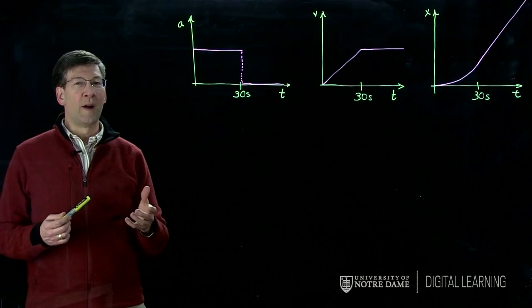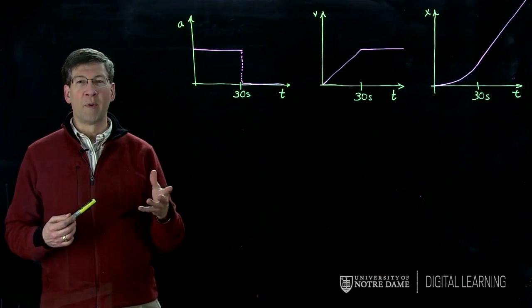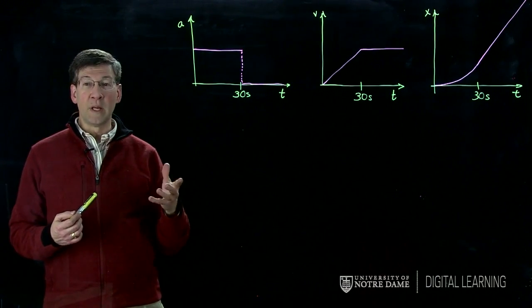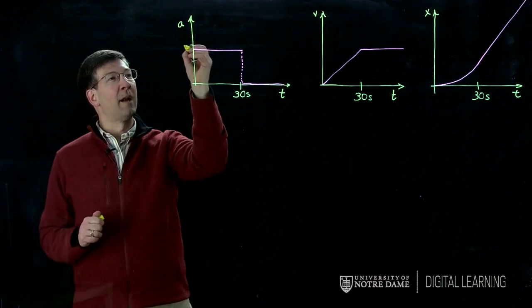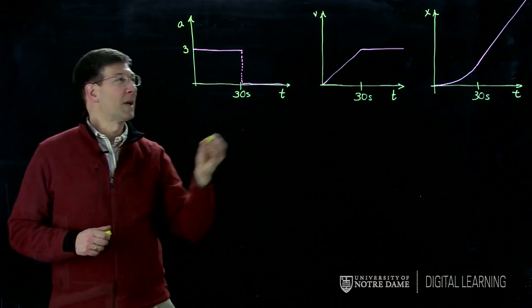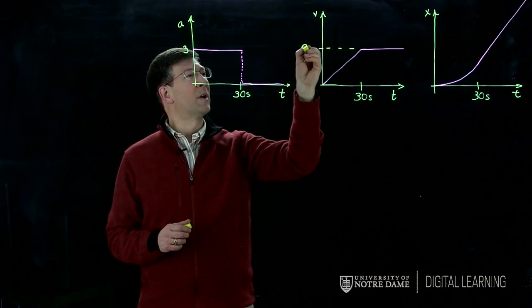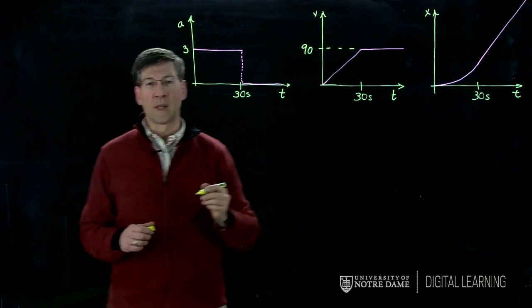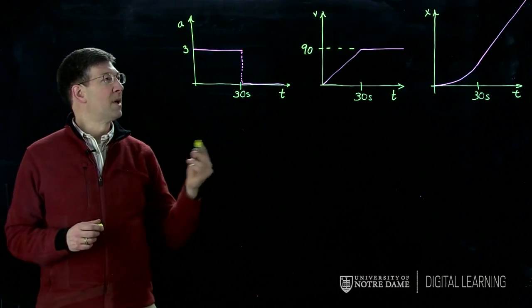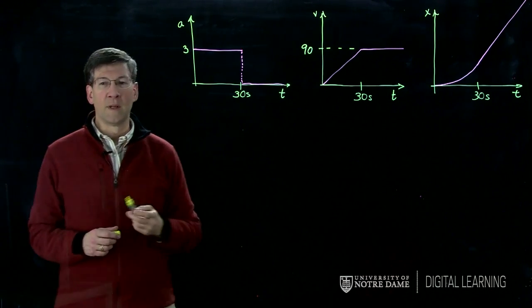Okay, so we just derived then at the end of this first epoch of motion that the speed was 90 meters per second. So we had an acceleration of 3 meters per second squared. And now we can fill in the level at which the velocity will be constant, which was 90 meters per second.